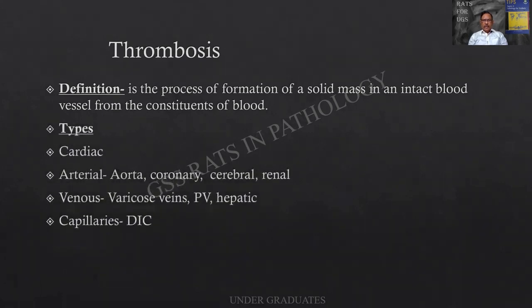The second one will be the types of thrombus. It can be cardiac, that is the heart; arterial, occurring in the aorta, coronary artery, cerebral or renal; venous, varicose veins, as we had been discussing, pulmonary vein and hepatic vein; and capillaries, in a case of disseminated intravascular coagulation. So far, we had seen definition and types.